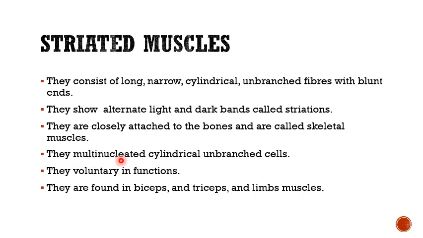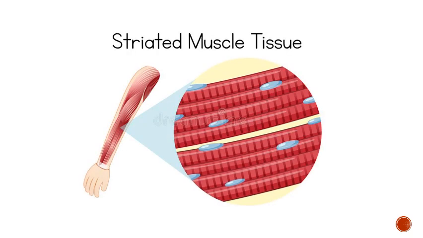They are multinucleated, cylindrical, unbranched cells. They are voluntary in function, meaning they work with our will. They are found in the biceps, triceps and limb muscles, which help in movement, that is contraction and relaxation. So here you can see the image. This is your biceps and triceps, in which the striated muscles are present. Here you can see the light and dark bands. This is a multinucleated structure, cylindrical, long, with blunt ends.